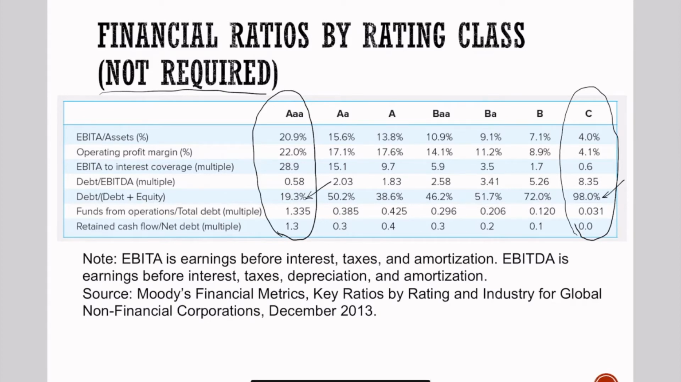Or you could look at this EBITDA versus asset, right? You can see that this AAA firm has abundant cash flow, right? So its EBITDA is about 20%, and the C-rated firm has only 4%.